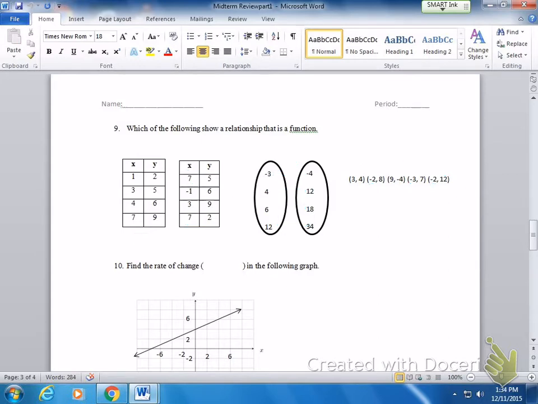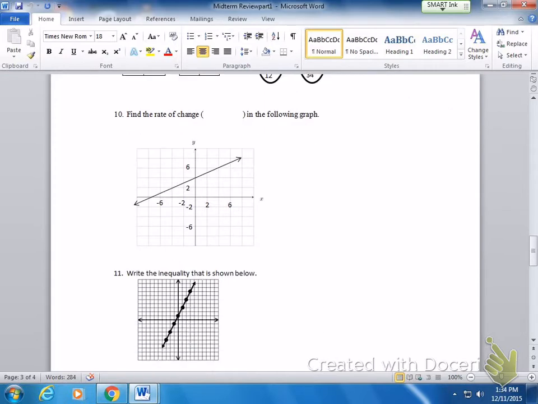Let's go on to number 10. Now it says find the rate of change in the following graph. What rate of change means, if you don't remember, is slope. And if we're finding slope off of a graph, we're going to use rise over run. Now you remember a couple of things here. If it's up and to the right, we have a positive slope. Down and to the right, we have a negative slope. So if we look at our line right now, it looks like my slope, m, is going to be positive. I'm going to try to find 2 nice points to make it go through.